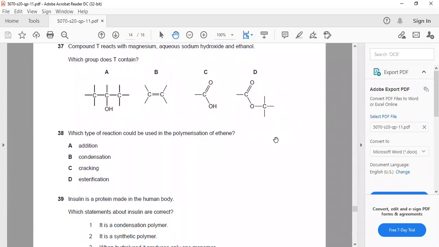37. It's about functional groups. There is only one functional group that reacts with magnesium metal and NaOH base. Ethanol, so B does not react with metal. OH alcohol does not react with every metal. Carboxylic acid reacts with every metal and alkali. Alcohol does not react with alkali. And ethanol.